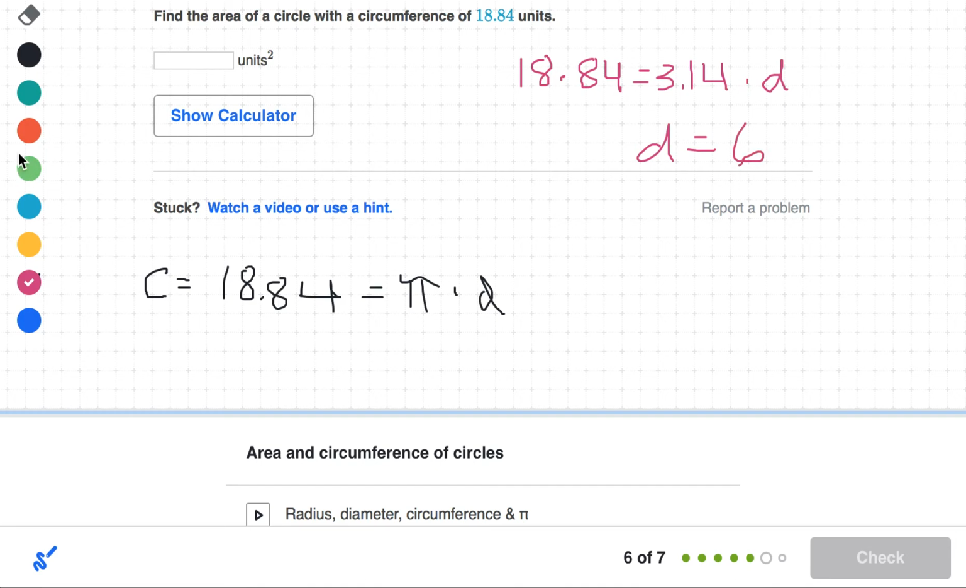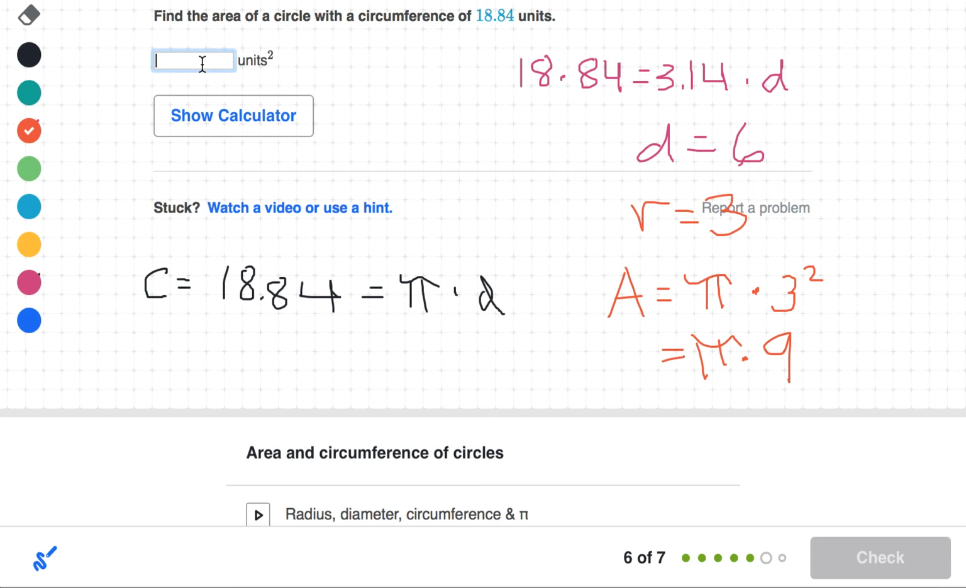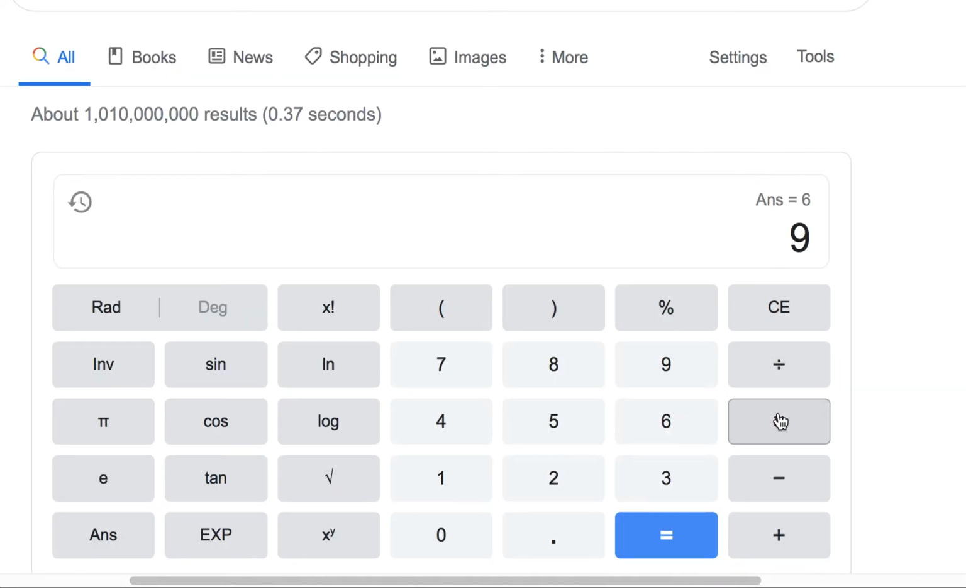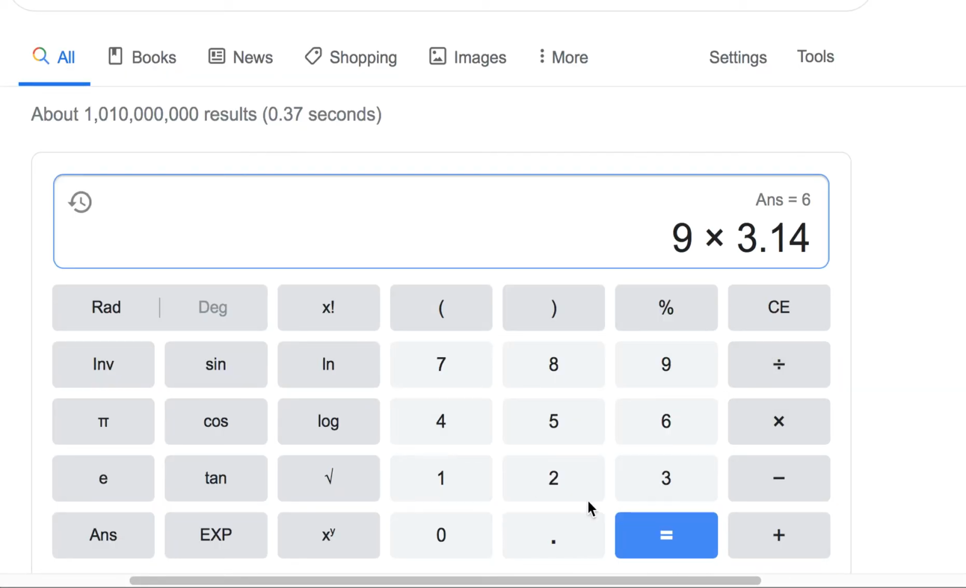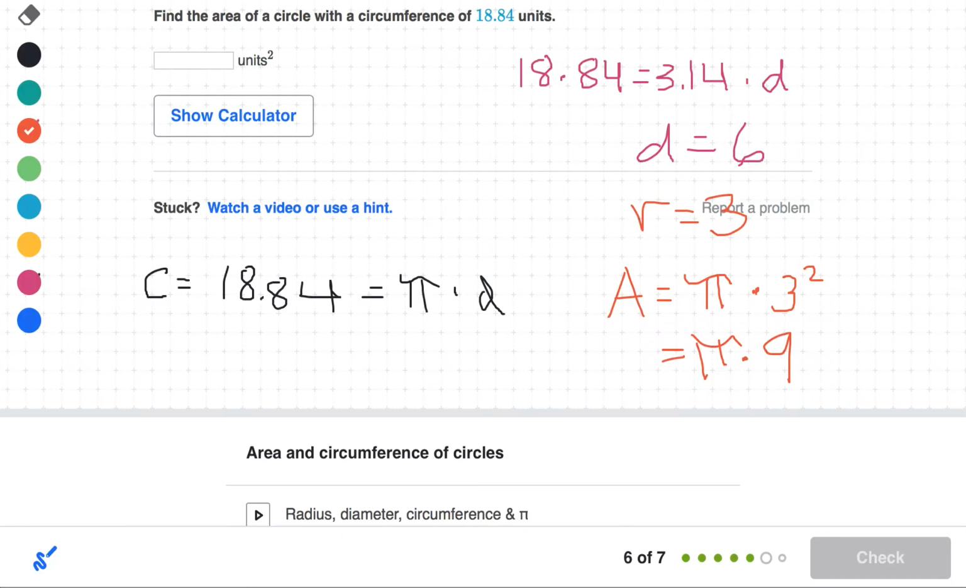Radius is half of that. Radius is 3. Area equals pi times radius squared, which is pi times 3 squared, which is pi times 9. Once again, we could write that in as 9 pi, or we could do 9 times 3.14. This one I'll do 9 times 3.14 and get 28.26.